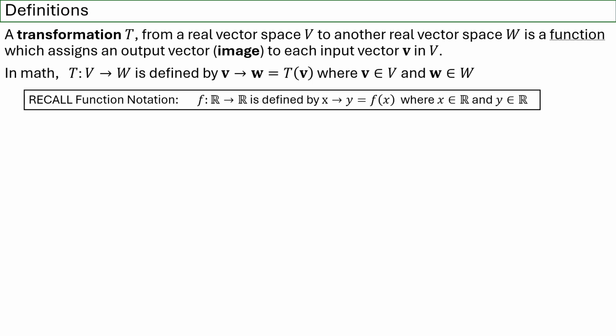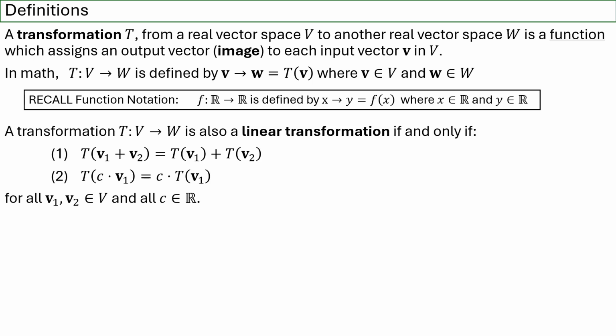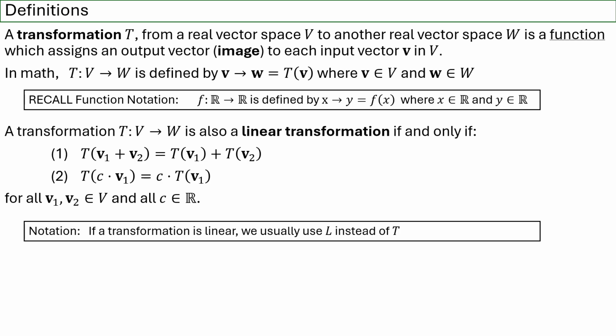Also, the input space and output space aren't required to be one dimension anymore because we generalized. However, we care specifically about linear transformations. To be linear, the function must satisfy two strict rules. First, it must preserve addition. Second, it must preserve scalar multiplication. Essentially, the grid lines must remain parallel and evenly spaced. Finally, just a note on notation. We use T for general transformations, but if we know for a fact it is linear, we often switch to the letter L.